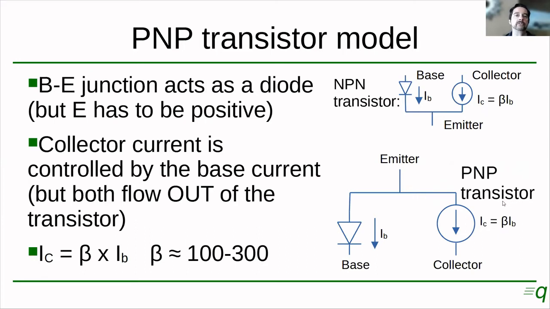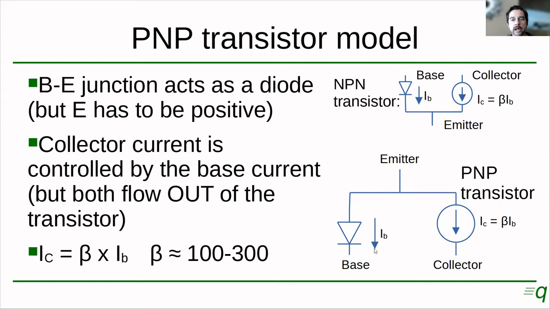Again, the model for the PNP transistor is the same as the NPN transistor. I have here on the top right the NPN transistor model. So we had the base and the diode to the emitter, and then the base current was controlling the collector current, which was beta times bigger. Now on the PNP transistor, we have the same thing, only the polarity of the diode is reversed.